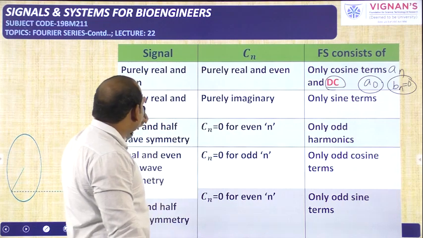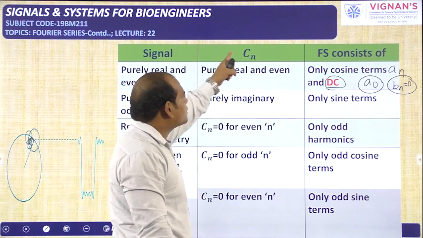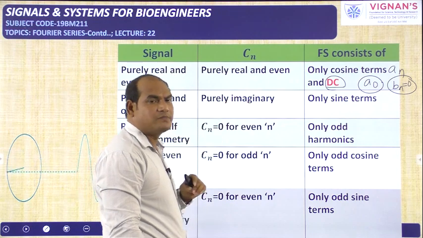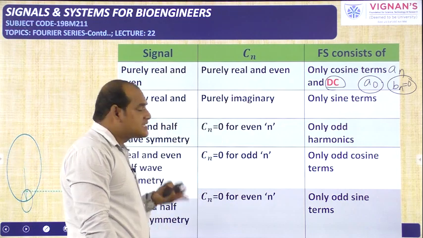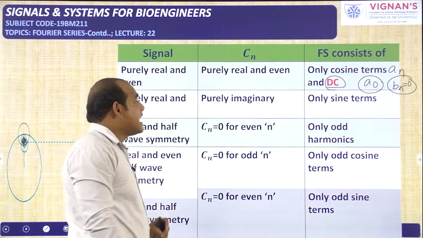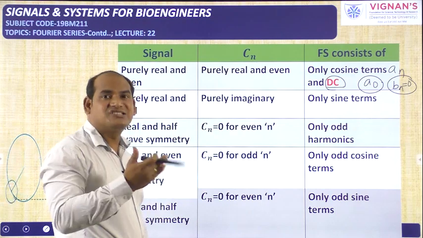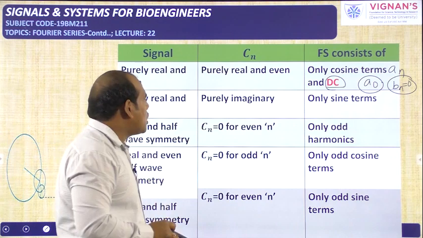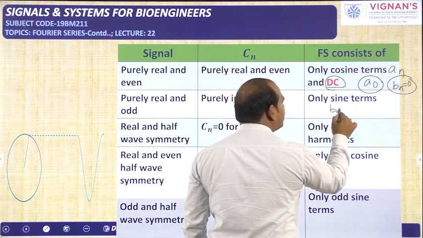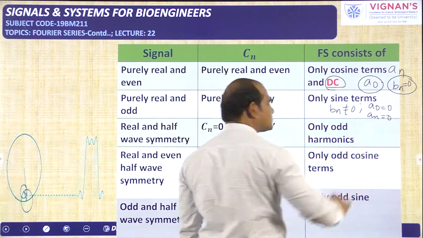Next, if the signal is real and odd, what is happening to the exponential Fourier series coefficient? It is purely imaginary. We have proved this by taking the problem, again the square wave, odd signal. Earlier we took an even square wave, here an odd square wave, and we calculated Cn. We got a purely imaginary term, something like minus j by n pi. What is happening to the trigonometric Fourier series coefficients? Here we will have only Bn terms. A0 and An are equal to zero.